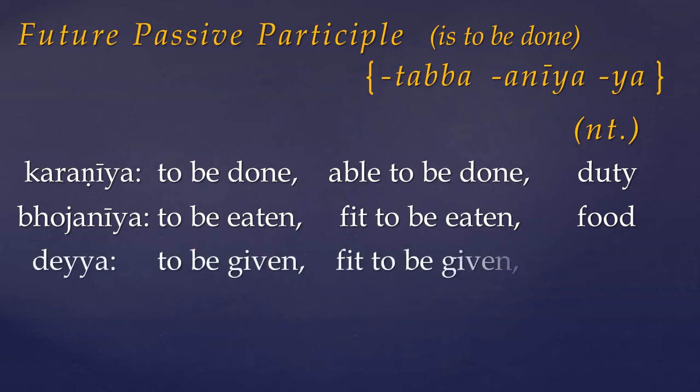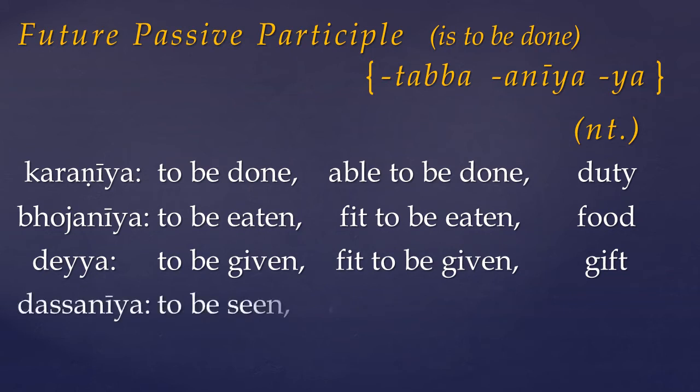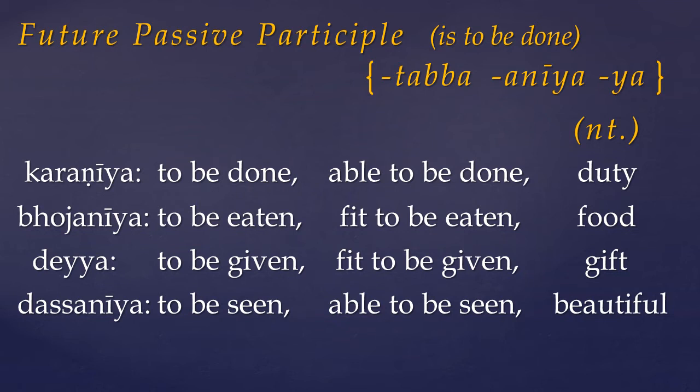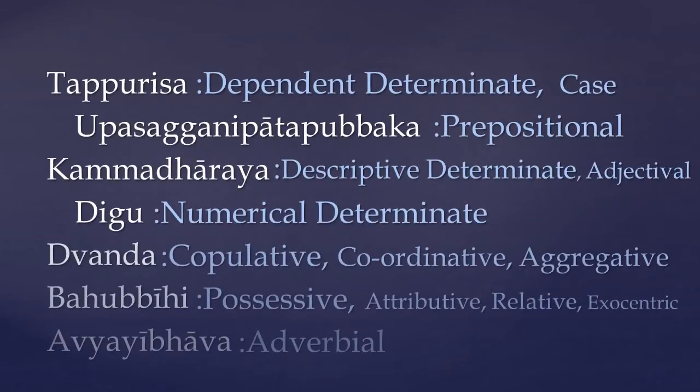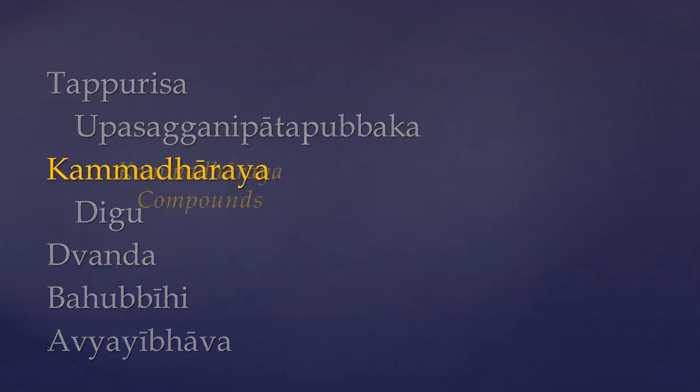So we can see that the future passive participle, like the past participle, can be used either as a finite verb, an adjective, or even a noun. And although all of the forms do get used in all of these ways, the affix tabba is more often used as a finite verb and aniya as an adjective. Right, let's move on. So next we return to compound words in Pali, and we're going to be looking at the Kammadharaya compound.